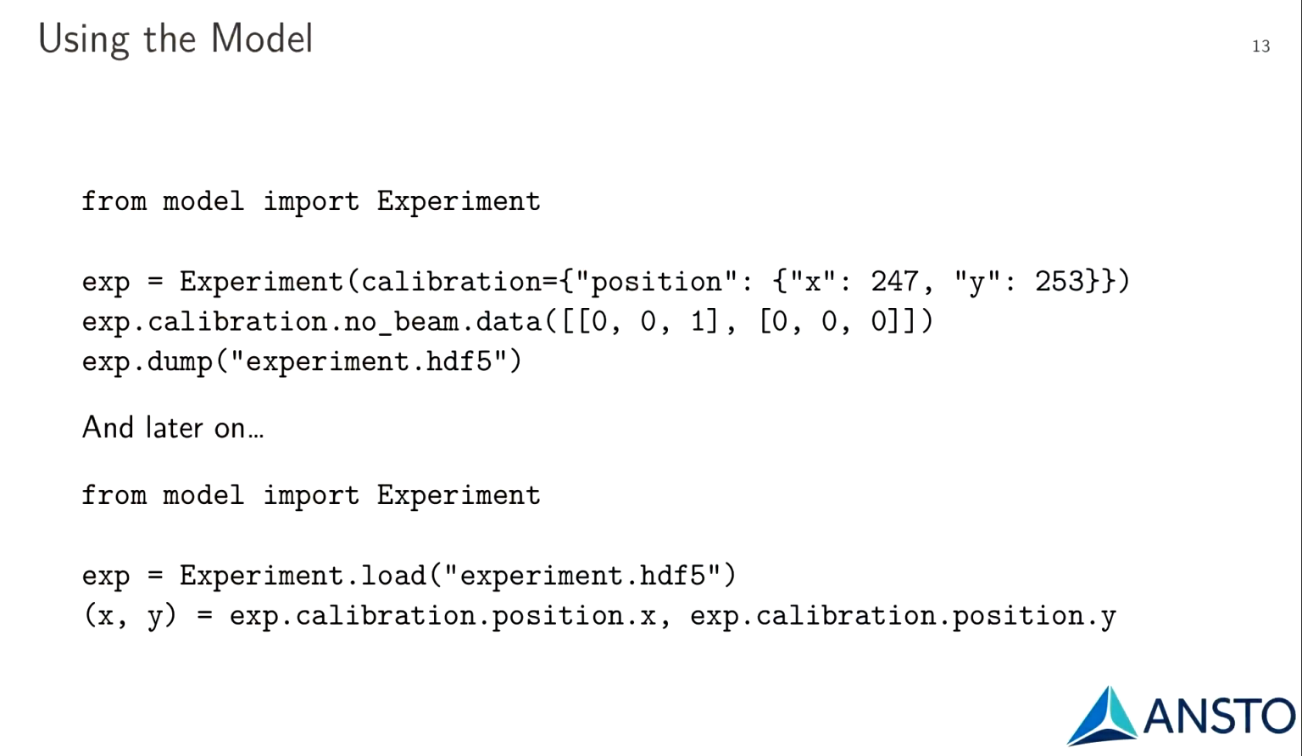Later on, like 12 months later on, our user goes to load up the data. They can import their experiment model. They can load from the same file, and then they can just grab the attributes from experiment calibration position X and experiment calibration position Y. So again, they've got all of the data from their experiments. They haven't had to do any HDF5 parsing.